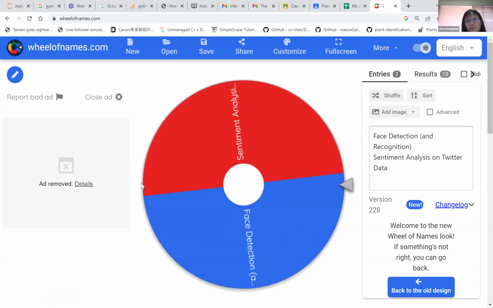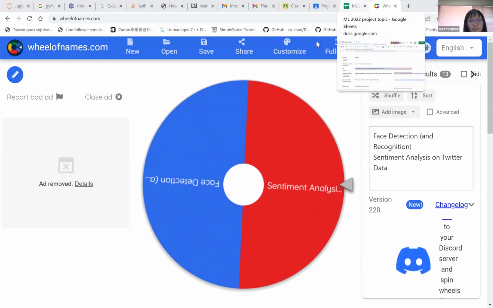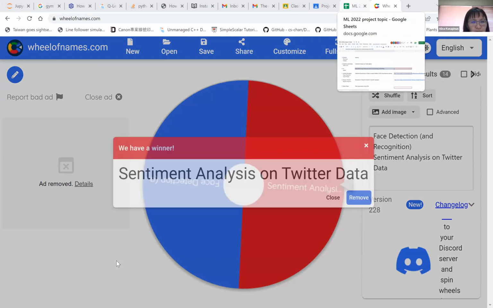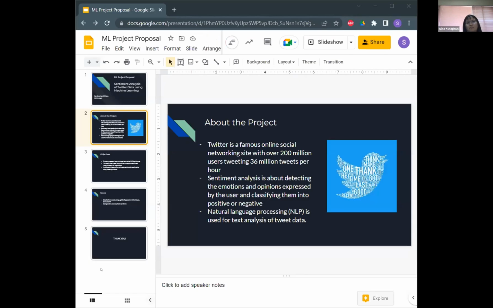Last two groups. Sentiment analysis. Who is that? Sanya and Silipit. Can you guys hear me? Yep.